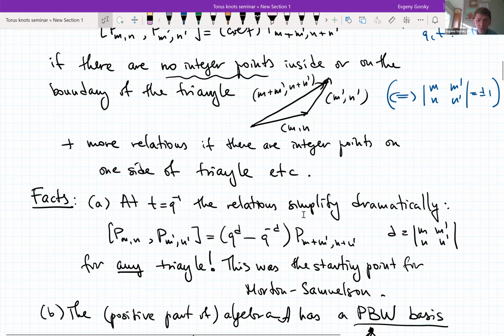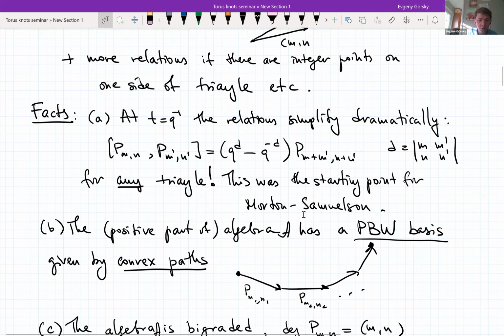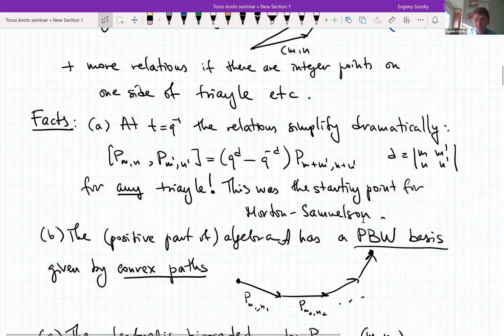For general QNT, what can you say? So the important thing, which will be kind of important for us, is that this positive part of this elliptical algebra has a basis. We want to understand the size of this algebra if we want to match it to some kind of skein. For any QNT, the algebra has a PBW basis, Poincaré-Birkhoff-Witt basis, and the basis is given by convex paths.